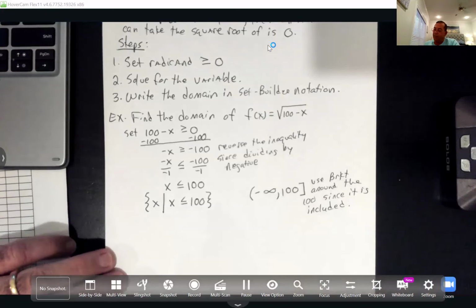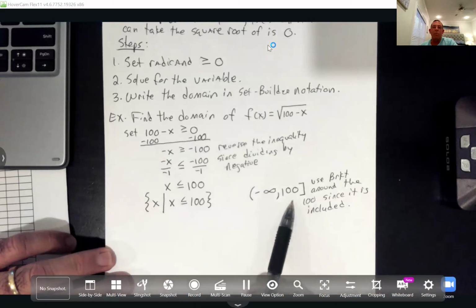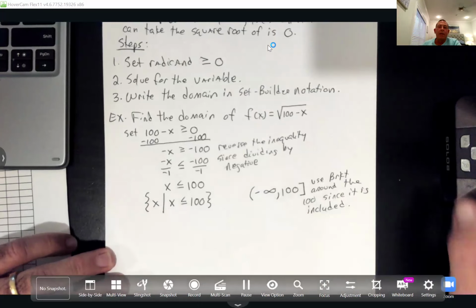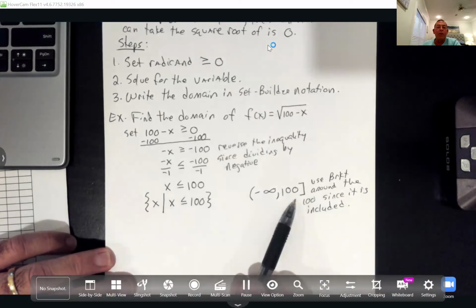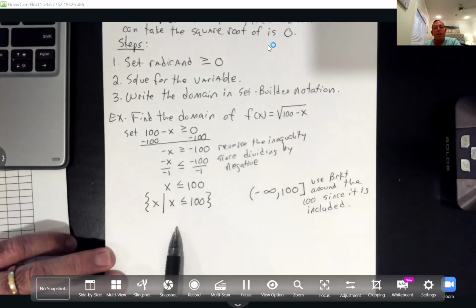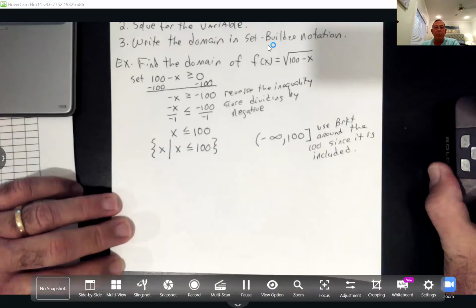Okay, so college algebra is going to do set builder notation. The support will use interval notation. And just remember, if it's less than, it's going to start at negative infinity and go to the number. If it's greater than, it'll start at the number and go to positive infinity. So y'all, let's do another one of these.